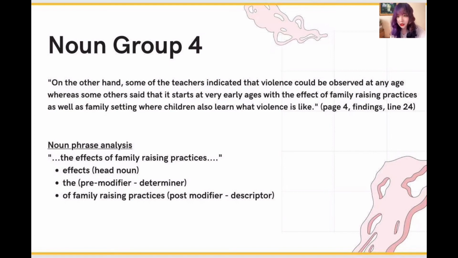On the other hand, some of the teachers indicated that violence could be observed at any age, whereas some others cite that it starts at a very early age with the effect of family raising practice, as well as family setting, where children also learn that violence is like.